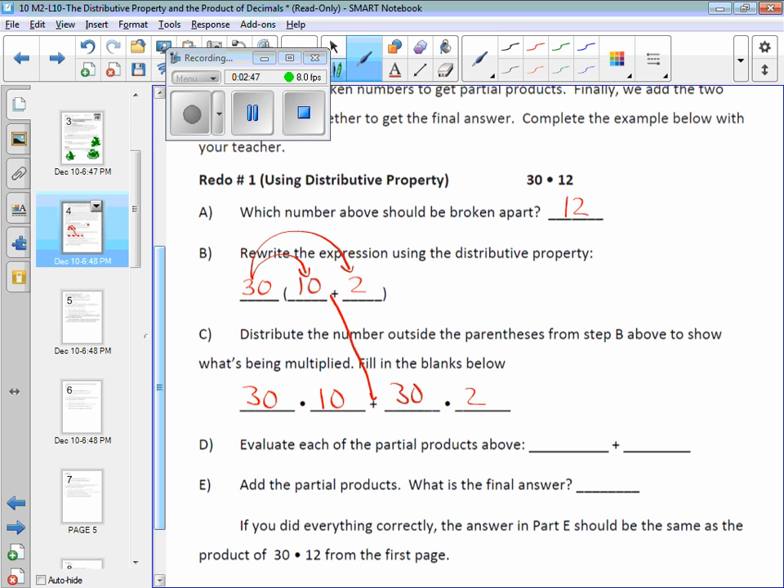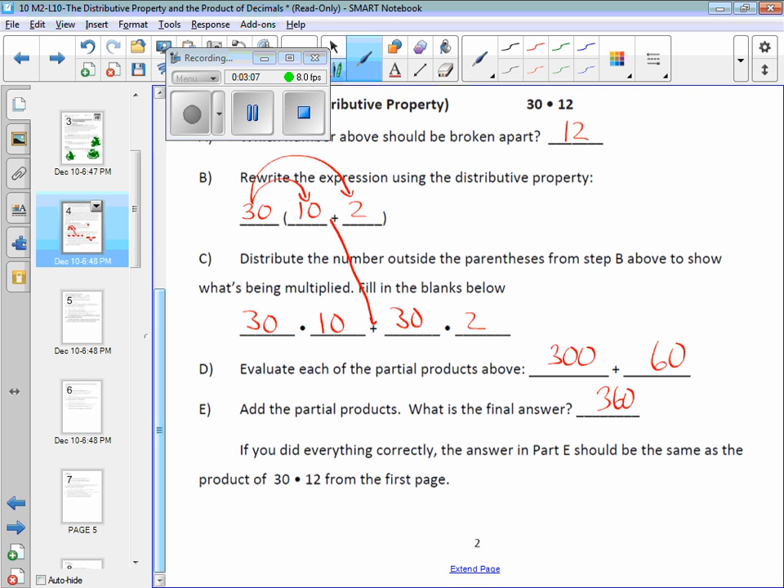But now we're just going to evaluate the partial products. What's 30 times 10? 300. And then what's 30 times 2? And now you got to add them together. 360. Does that match up with what you got on page 1? So you can just put yes for this. Okay, let's redo the second one.